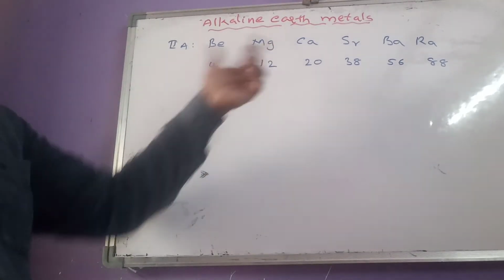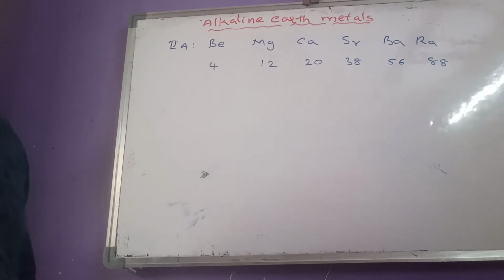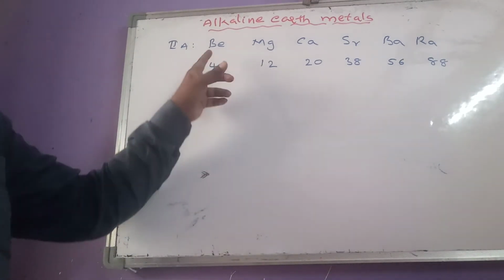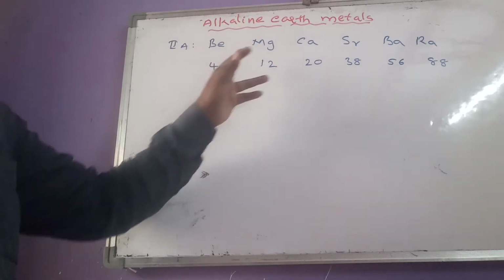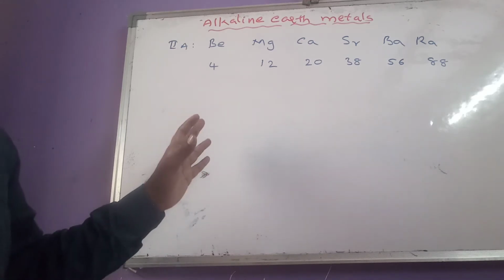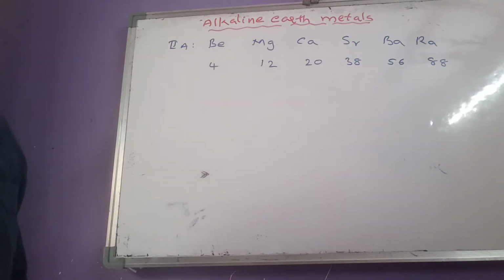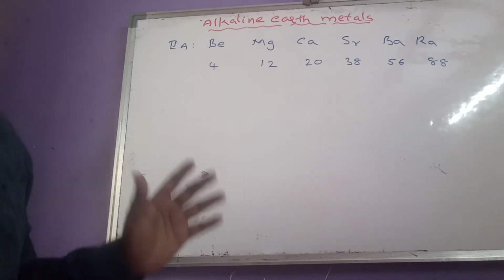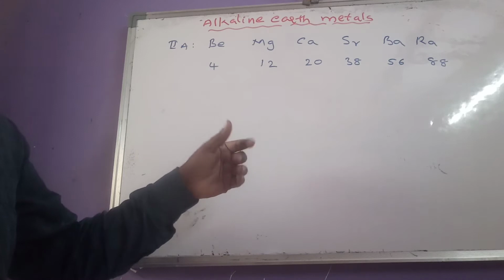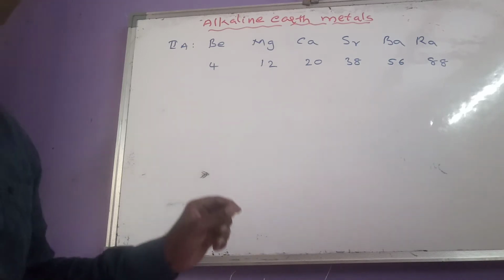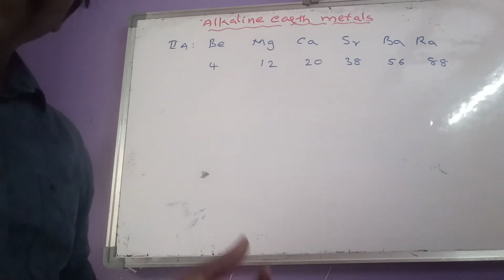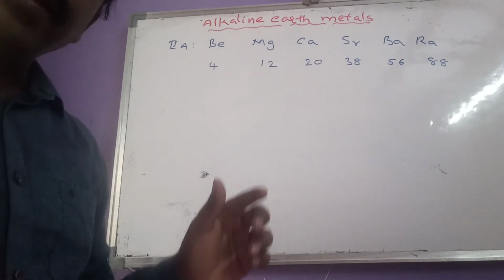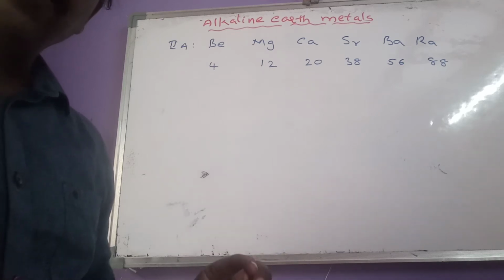And why are these named alkaline earth metals? See here, except beryllium, the hydroxides of the remaining second A group elements have basic nature and are thermally stable. They do not decompose even on strong heating. So the compounds which do not decompose even on strong heating are called earths.